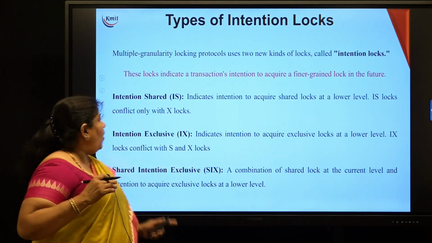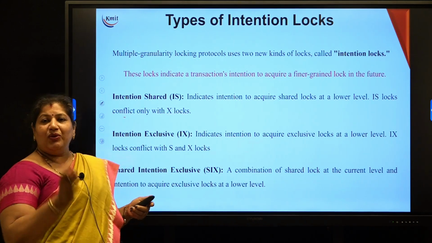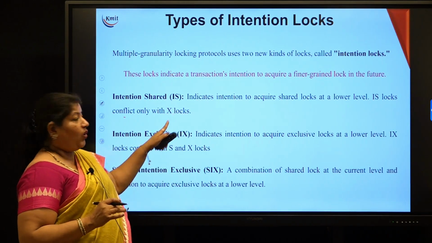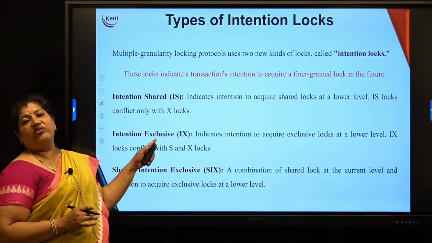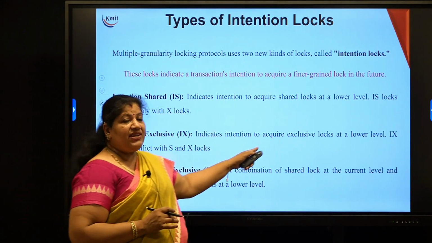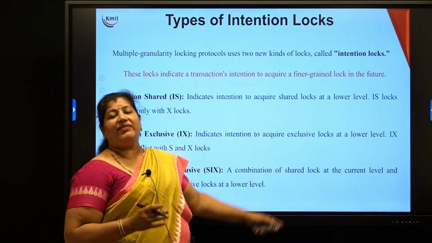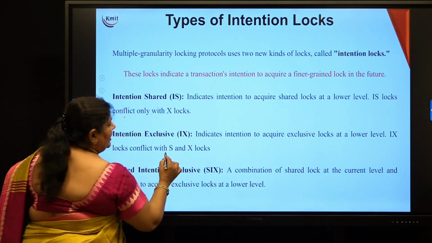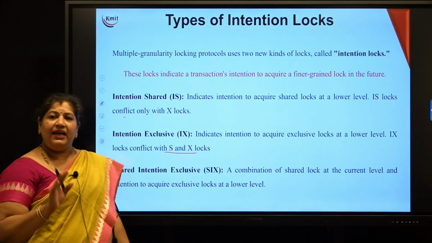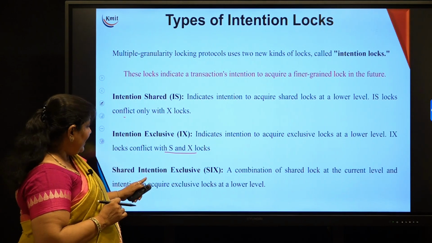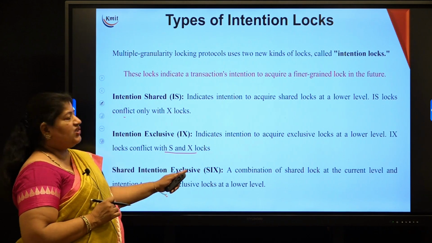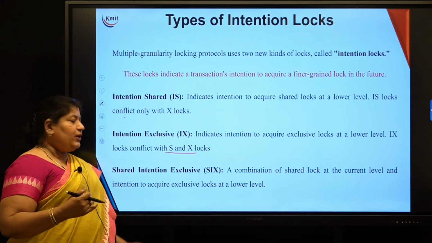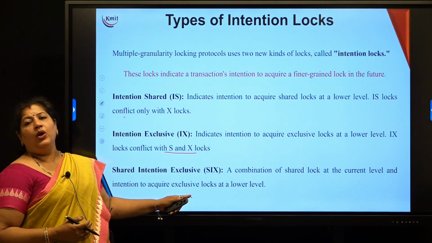Remember, intention shared locks conflict only with X locks, because you know read only conflicts with write. Coming to intention exclusive locks. This indicates the intention to acquire exclusive locks at the lower level. You know write always conflicts with both read and write. That is why IX conflicts with S and X locks. Now there is another introduction which is shared intention exclusive, which may obtain a shared lock at the current level and may intend to obtain an exclusive lock at the lower level.